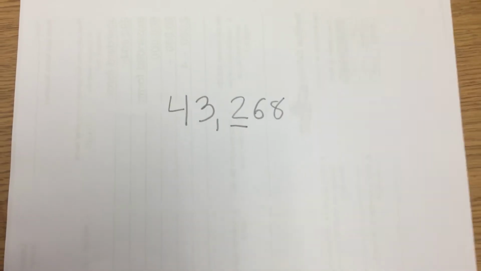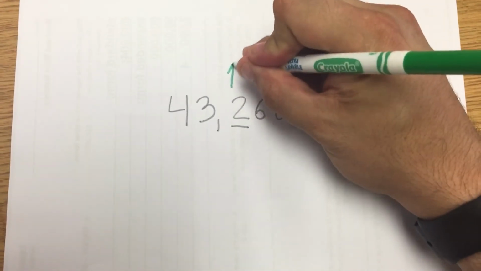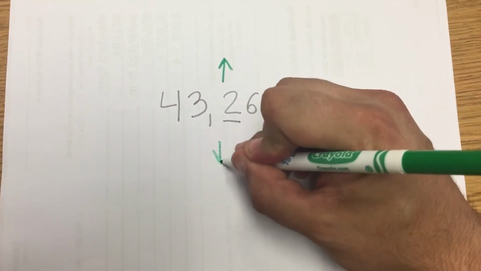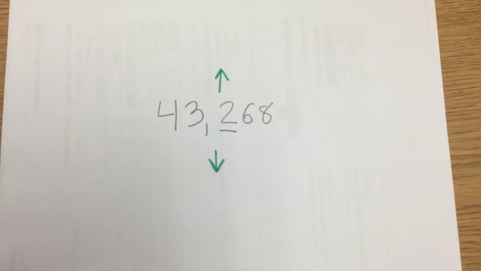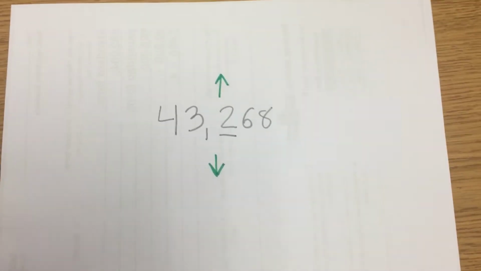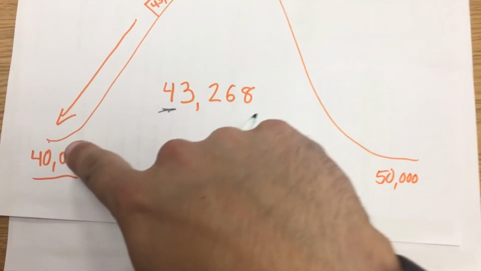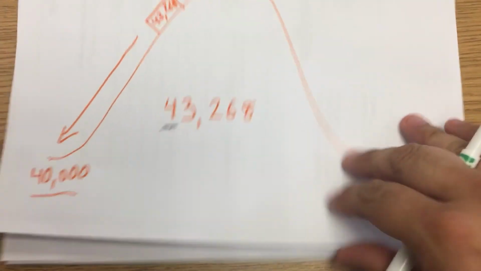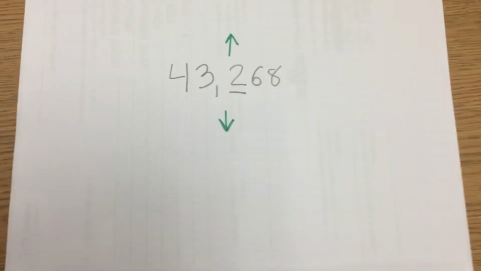I'm going to write my high and low benchmark numbers above and below my real number. And that's kind of like using the same thing that we did before where we put our low and our high numbers here, except we're going to be choosing different ones here.